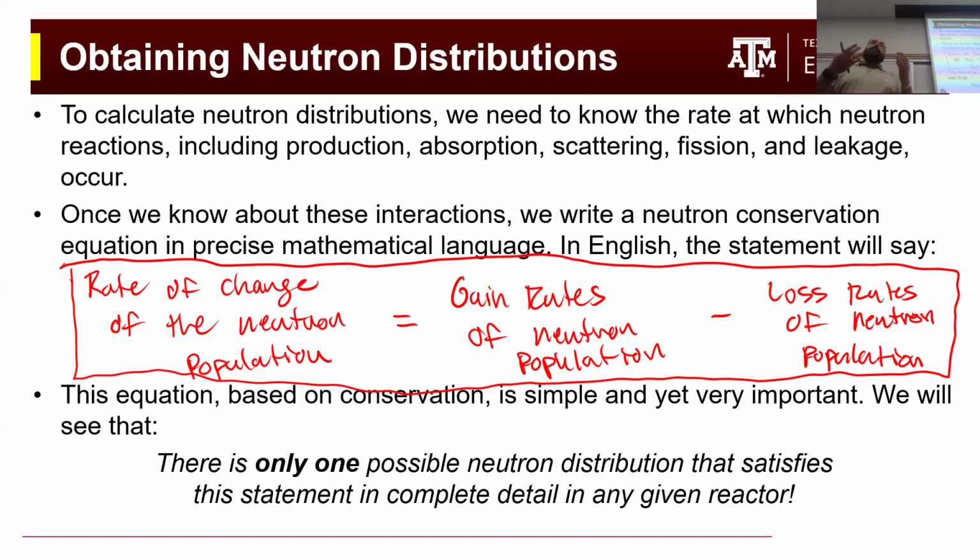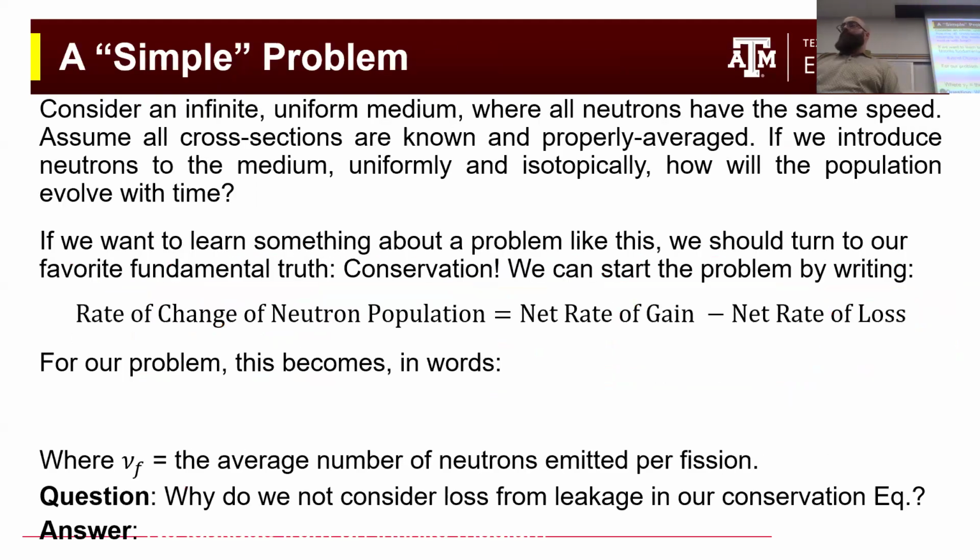Momentum and energy, those are also conservation statements. For any given setting, you're going to find that there's only one distribution that will satisfy that equation in complete detail, at least for any different context or any different kind of reactor. So we want to have this equation in the back of our mind, and then we're going to start using it to piece together and figure out the distribution for different contexts.